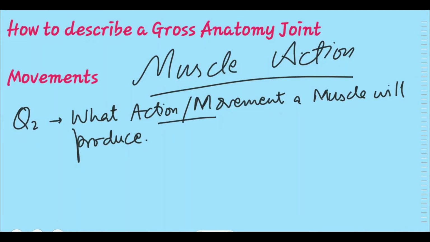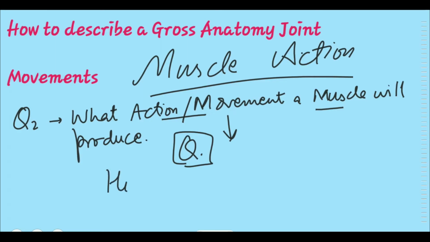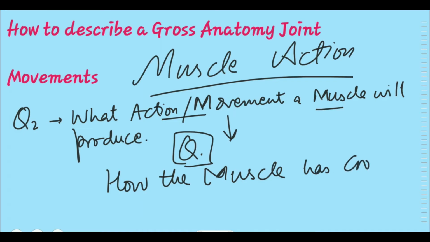What action or movement will a muscle produce at a joint? A muscle has crossed the joint. Now comes question number 2. What action or movement will a muscle produce? The answer to this question is another question: how has the muscle crossed the joint? It has crossed, but how has it crossed? There are 6 kinds of movement and there are 6 patterns of how a muscle will cross.